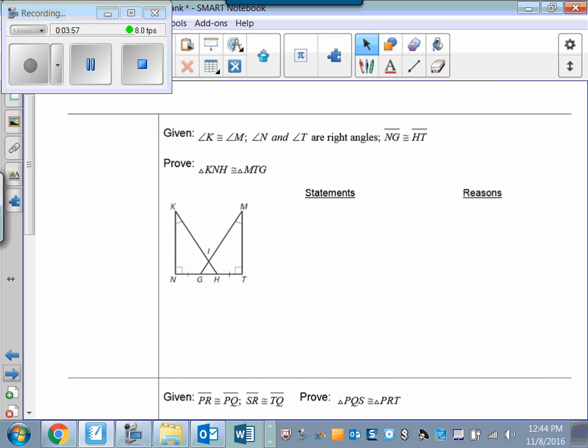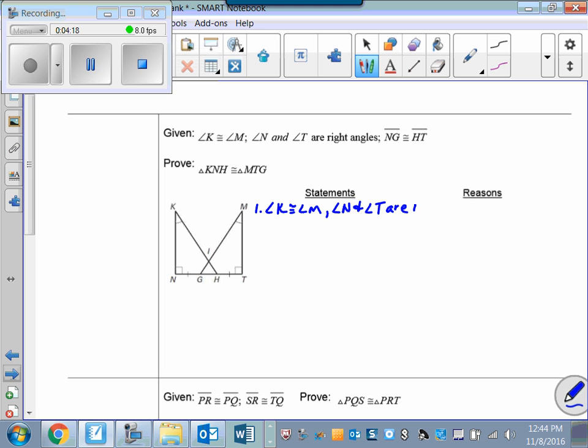Another proof here, and as I worked this one on my paper, I ran out of room, so I'm going to try to squeeze it all in here. Let's see. Our given statements are angle K is congruent to angle M, angle N and angle T are right angles, and NG is congruent to HT. That's a lot of given information. We're going to put it all in one step there.